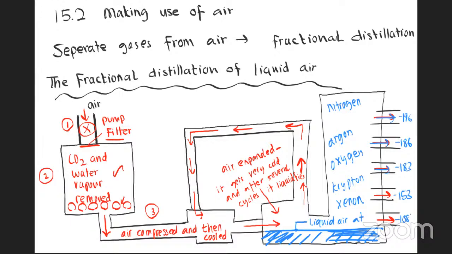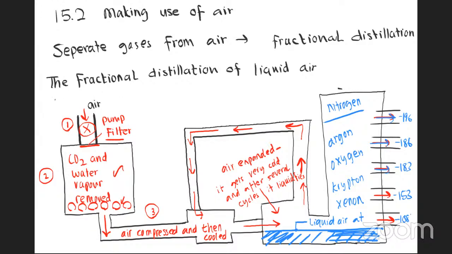So the gases boil off one after another, and the one with the lowest boiling point will escape first. Okay, so the lowest boiling point, that's nitrogen, it escapes first, and then argon, and then oxygen, and then krypton, and then xenon.